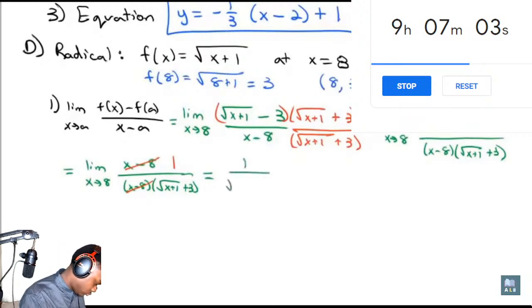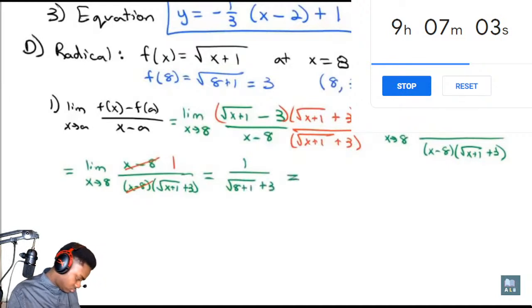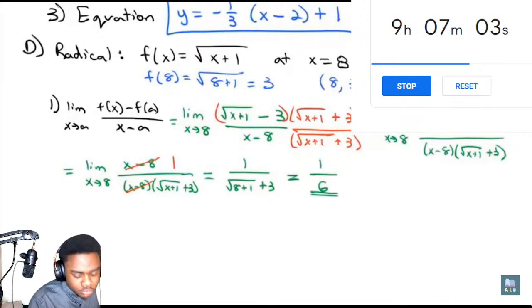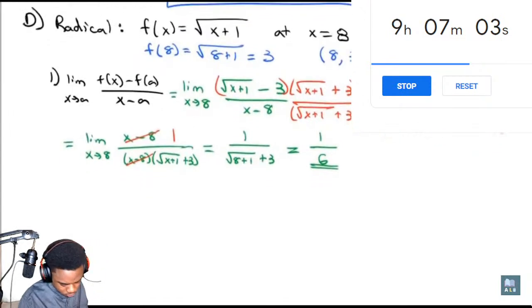We've got 1 over the square root of 8 plus 1 plus 3. 8 plus 1 is 9. The square root of 9 is 3. Plus 3 is 6. We seem to be getting a slope of 1/6 at x equals 8.